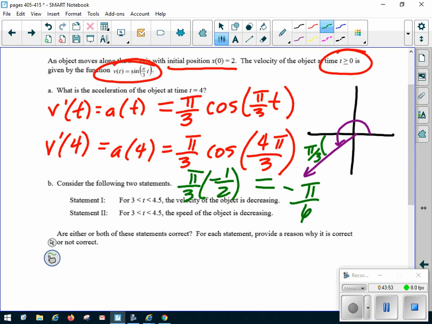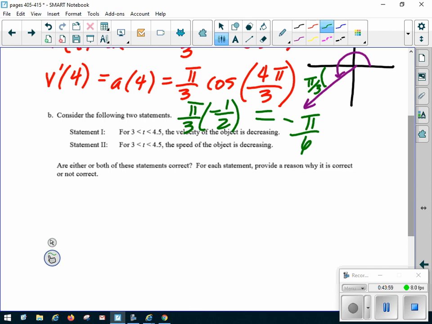Consider the 2 following statements. Statement 1: for t between 3 and 4.5, the velocity of the object is decreasing. And statement 2: for t between 3 and 4.5, the speed of the object is decreasing. Now, let's be careful. On this one, I'm looking for velocity, and on this one, I'm looking for speed. We good?